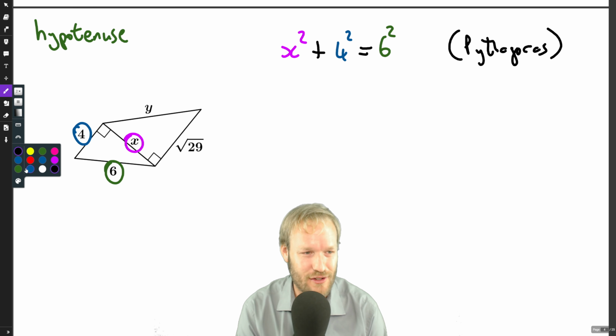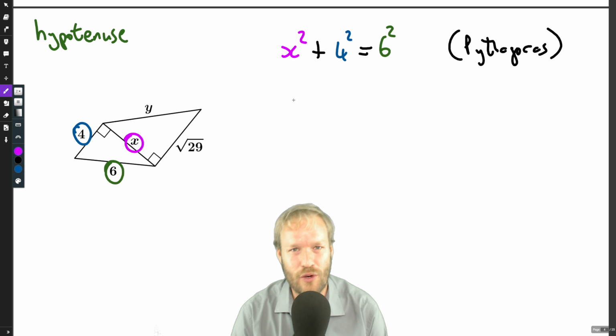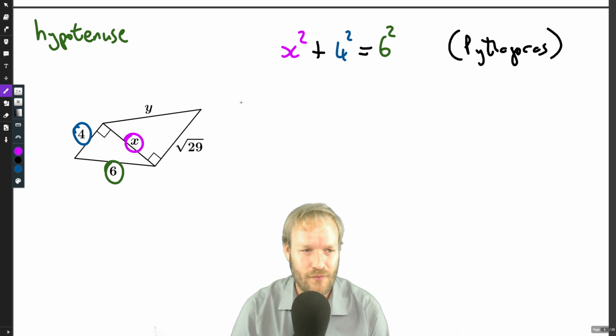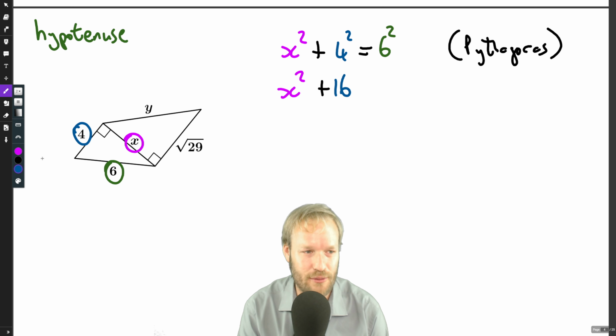So let's carry on. I'm going to solve my equation. And before I do that, my question to you is, what is the value of x once you've worked this out? Okay, well, let me work it through and let's see if we get to the same or similar answers. So x squared plus 16 equals 6 squared.